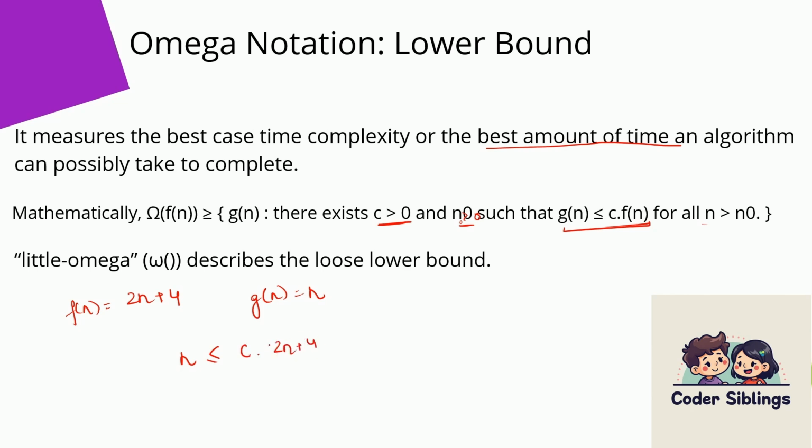Now if we are finding the lower bound, the constant that we take will be the leading coefficient minus 1. So in this case, it will be 2 minus 1, which is 1. So n should be less than or equal to 2n plus 4, right? Minus n less than or equal to 4. So n should be less than or equal to minus 4.